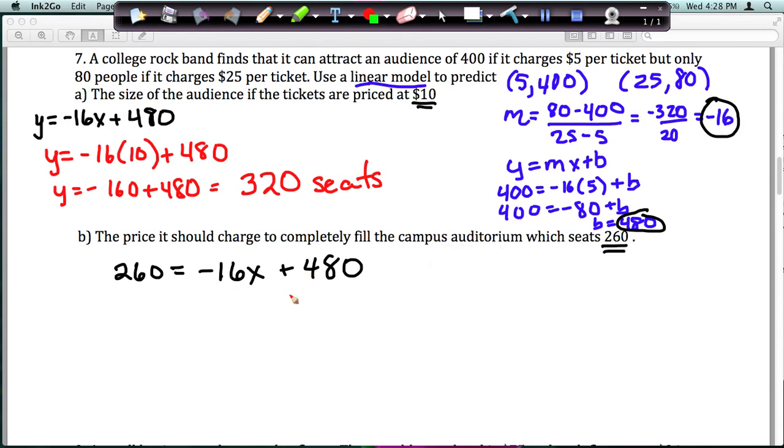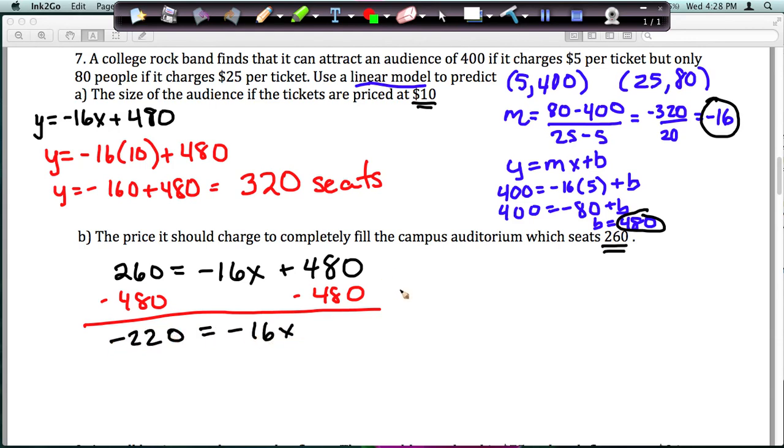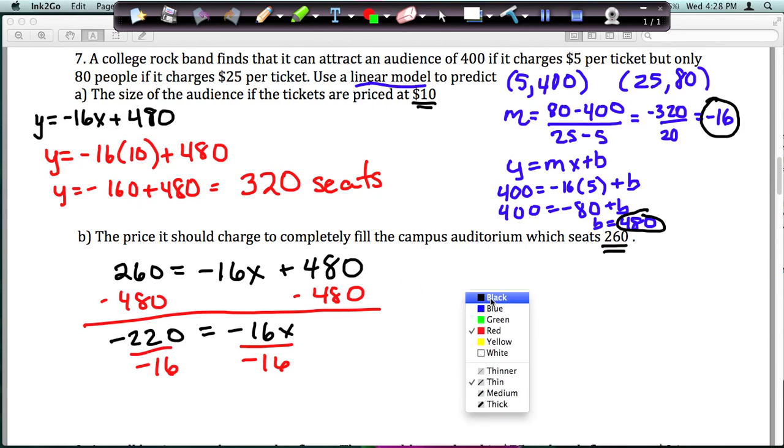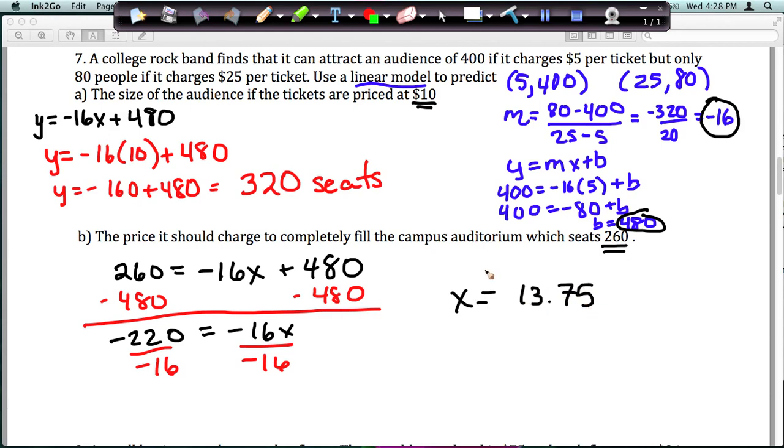First thing I need to do is subtract 480 from both sides of the equal sign. And we get negative 220 equals negative 16x. To get x by itself, divide both sides by negative 16. I'm going to write my answer over here. You get x equals, when you divide, 13.75. And again, don't forget your units. So this is money, so you have to charge $13.75 to fill the auditorium.